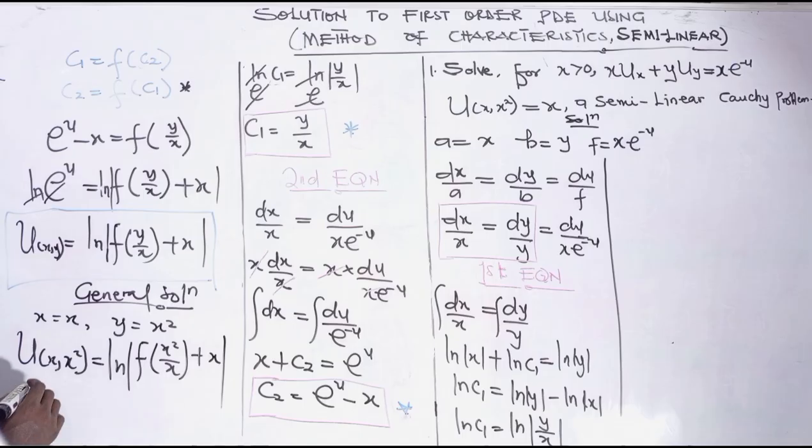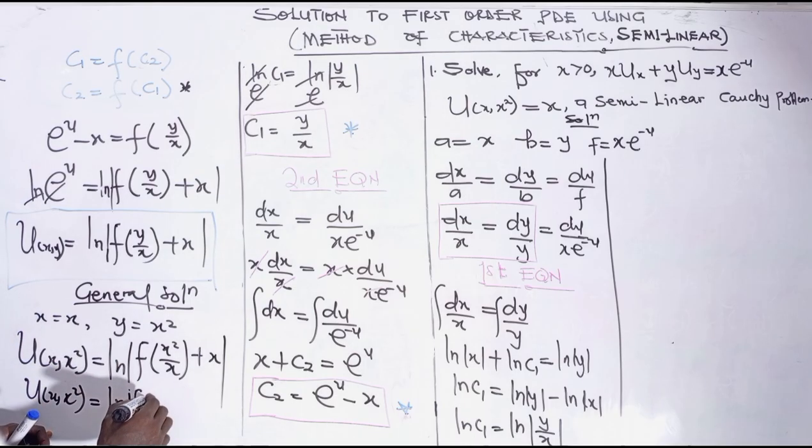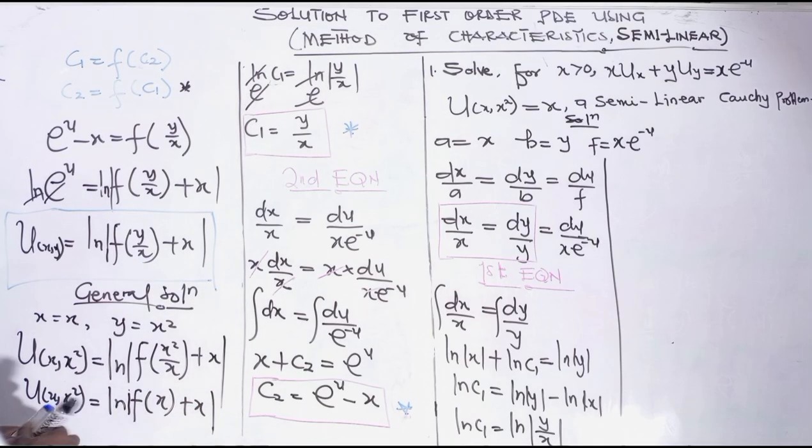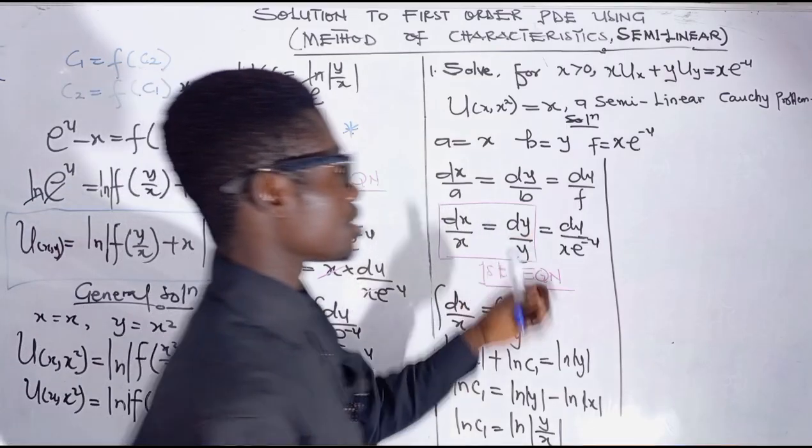So from here, we have our u at x comma x squared is equal to ln. Now you can see that one of the x's will cancel, so we'll be left with x plus x. So this is what we are having after plugging the initial condition x and then x squared into the general solution. Let's continue here.